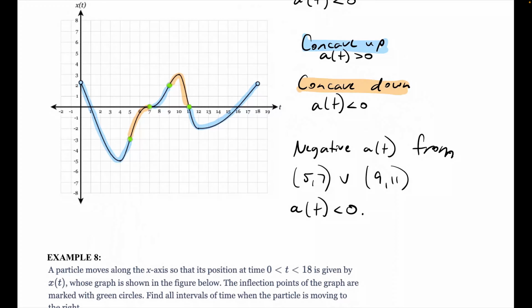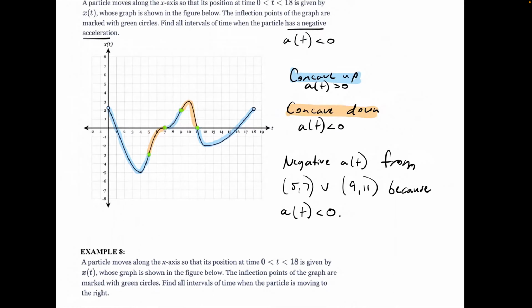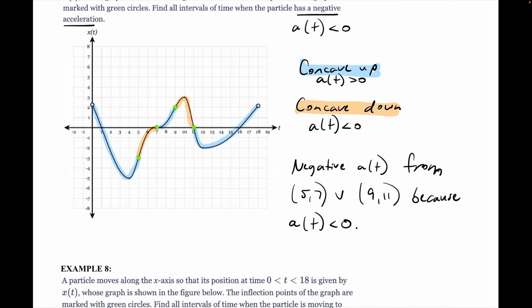So it all depends on which graph they're giving you. Let's say this is a new problem. Let's say it was v of t, and they wanted you to do the same thing. How would we find concave up and concave down? Isn't it the same way? Or no? No.